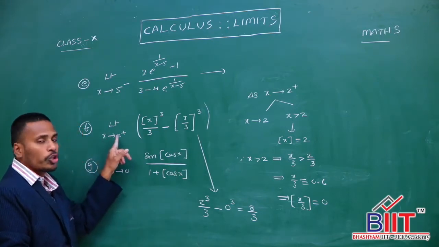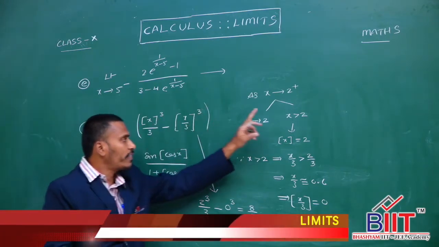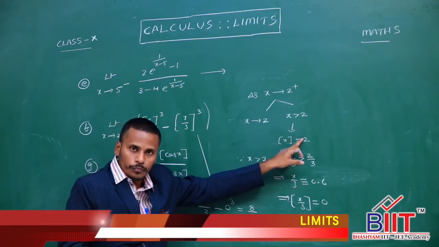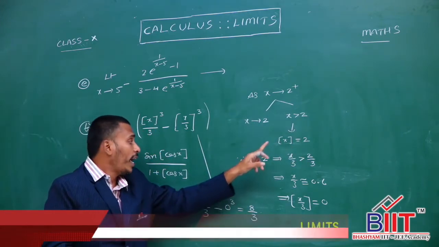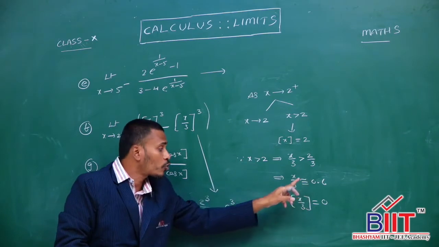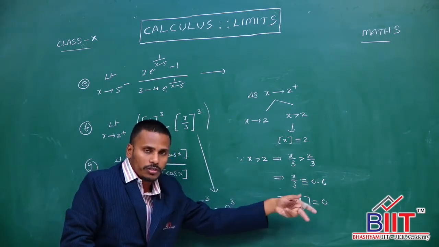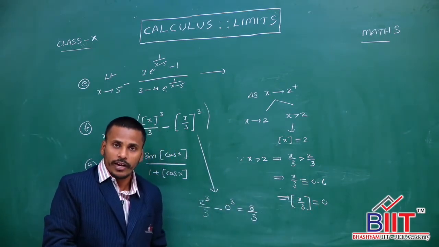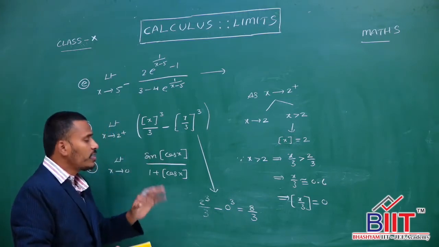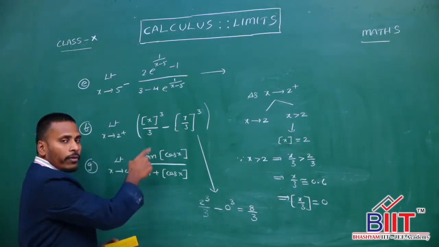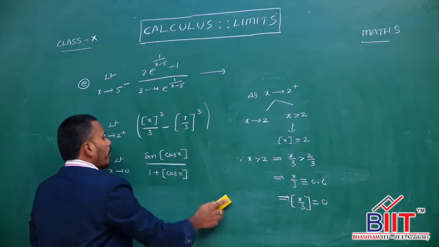Here x is approaching 2 plus, x value is greater than 2, so step x value is 2. And since x is greater than 2, x by 3 is nearer to 0.6, so its step value is 0, because you know the definition of step function, right? Finally, our answer is 8 by 3 for the f. Okay. Now, think about z.